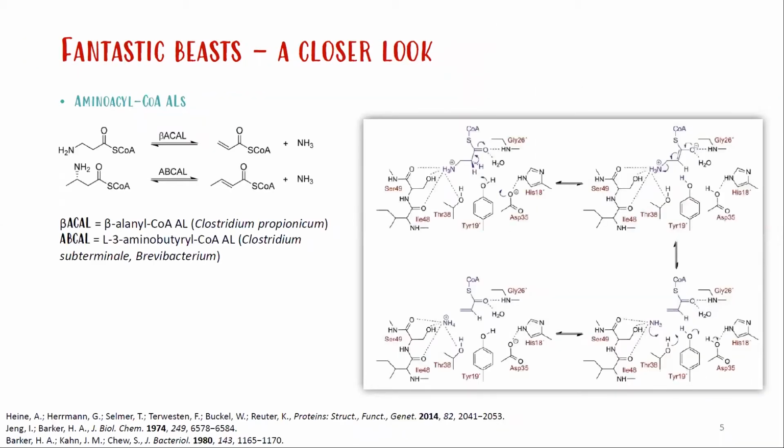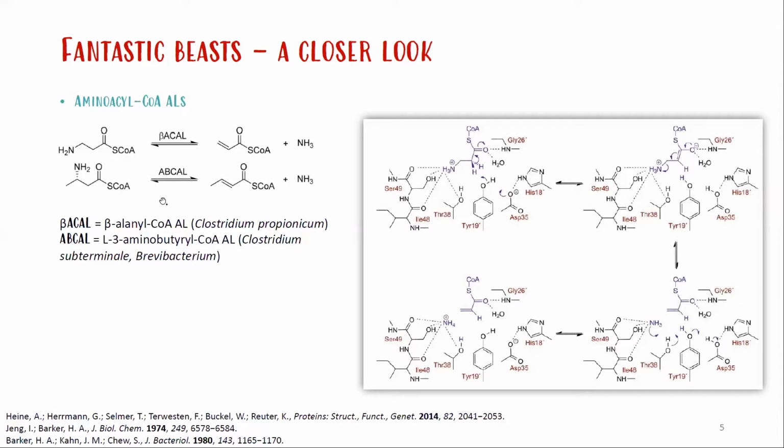Now, moving on, the next interesting class are aminoacyl coenzyme A ammonia lyases. If we take a look at what they do here, what the substrates are and the corresponding product, we can see some similarities. Again, we have an elimination of an amine to get the double bond. But the obvious difference is that we have a thioester, so acyl coenzyme A here.